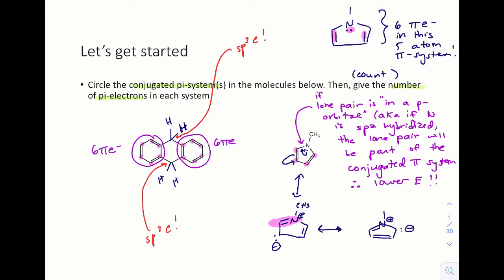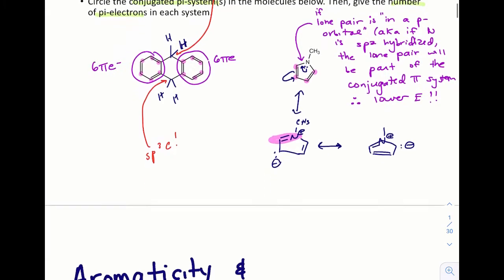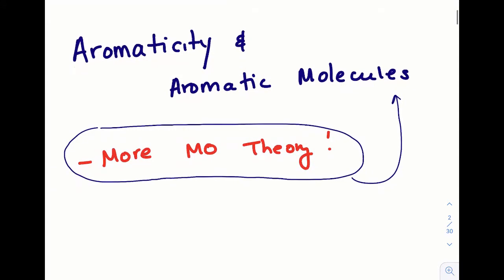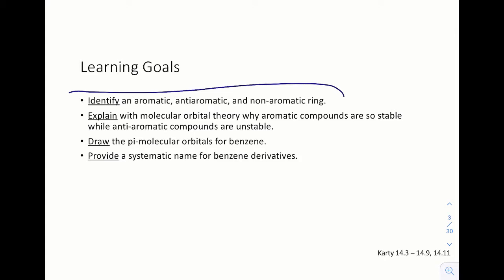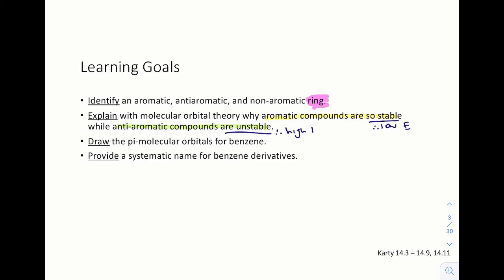Excellent. Once you feel comfortable with these two examples, you are ready to move on to learn about aromaticity and aromatic molecules. Our learning goals for today include identifying an aromatic, anti-aromatic, or non-aromatic ring, and explaining with molecular orbital theory why aromatic compounds are so stable while anti-aromatic compounds are unstable. Well, we might not know what that means, but if aromatic compounds are so stable, they must be low energy. If anti-aromatic compounds are unstable, they must be high energy.